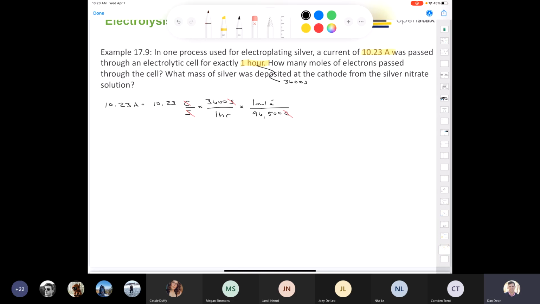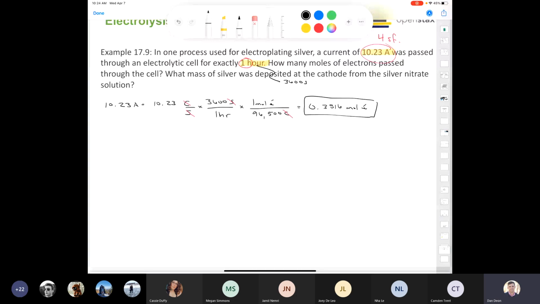And I end up with a number that is 0. How many sig figs should I have? Who could tell me? How many sig figs should there be in my answer here, the number of moles of electrons? Yeah, thanks, Jamil. It's 4. We don't do a whole lot of questions where we work with 4 sig figs, do we? But remember, this number has 4 sig figs, and 1 hour is an exact number. So we should have 4 sig figs. So we have 0.3816 moles of electrons that passed in the 1 hour. So that's the answer to the first part of the problem.